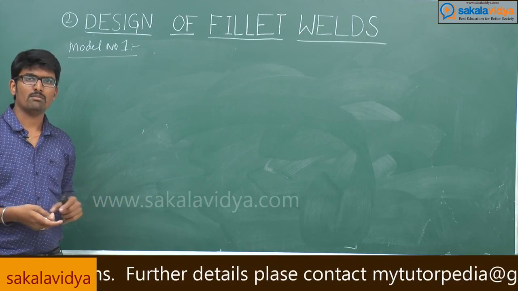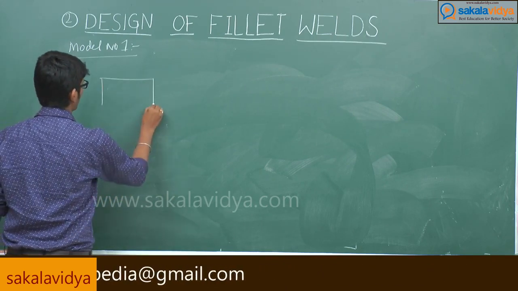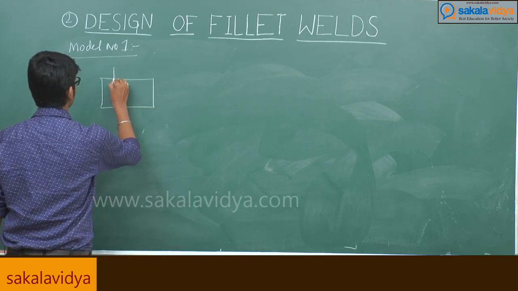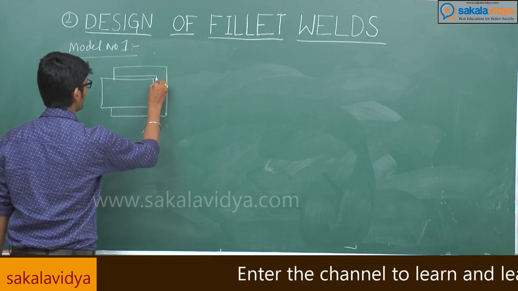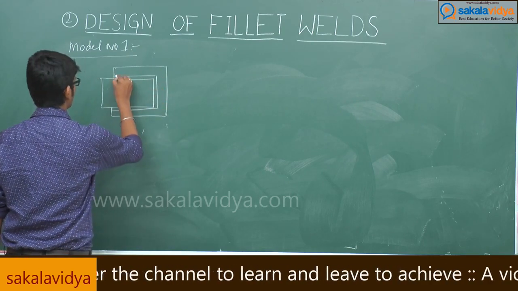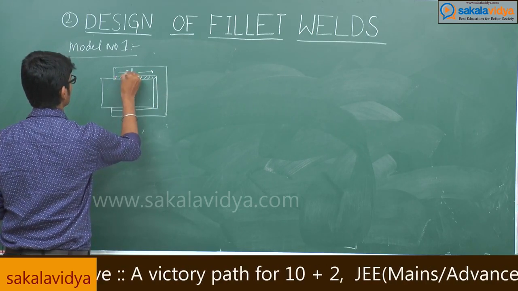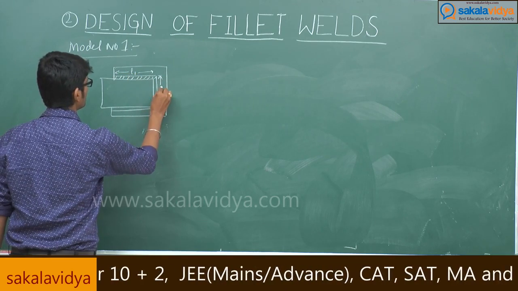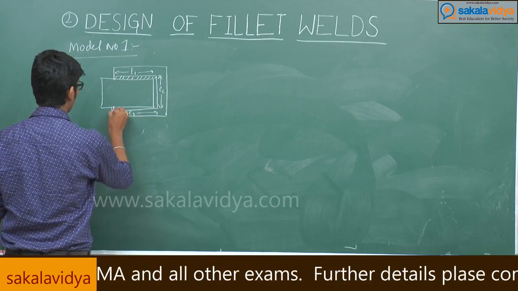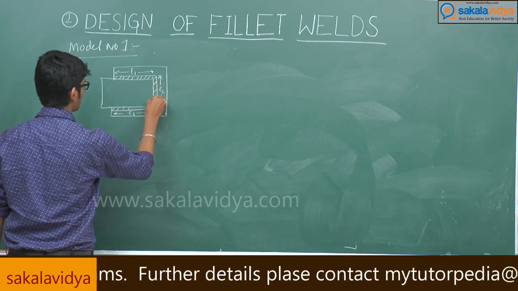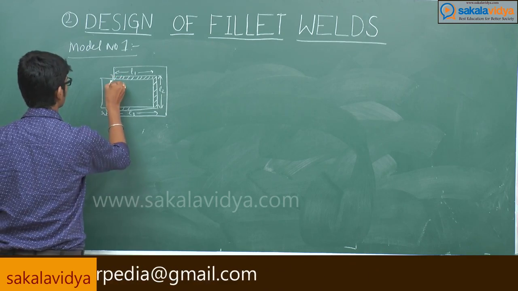Now let us see model number 1. We are having a plate placed or overlapped on another plate in this way, and welding is done from here to here, here to here, here to here. This length is L1, this length is L2, this length is L3. Welding is done here, here, here, from here to here. This is S, the size of the weld.